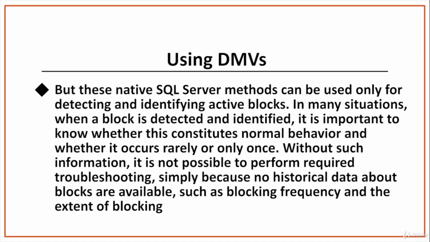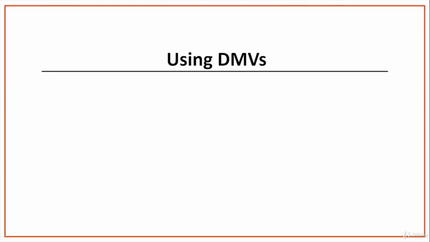But these native SQL Server methods can be used only for detecting and identifying active blocks. In many situations, when a block is detected and identified, it is important to know whether this constitutes normal behavior and whether it occurs rarely or only once. Without such information, it is not possible to perform the required troubleshooting, simply because no historical data about blocks is available, such as blocking frequency and the extent of blocking. This is why a third-party performance monitoring tool like ApexSQL Monitor can be helpful.